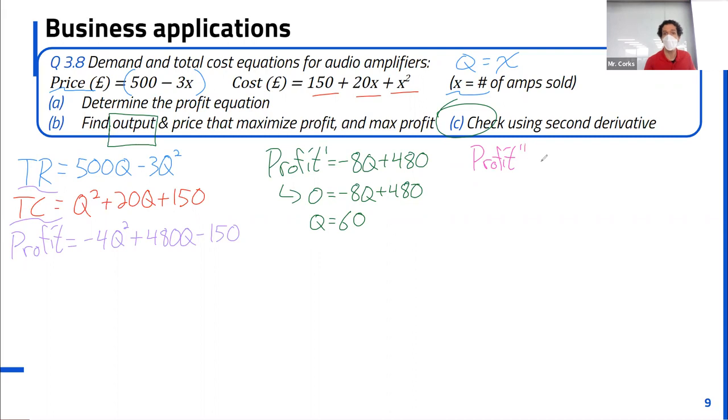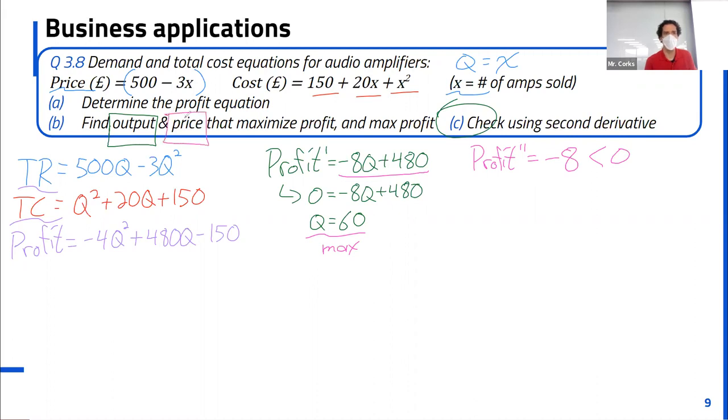So our profit double prime, second derivative here is just negative 8. Derivative of this thing. That's less than 0. So yes, this function here, the whole time it is curving down. It is concave down. So any turning point there must be a maximum. Okay, so there's the output that maximizes profits.